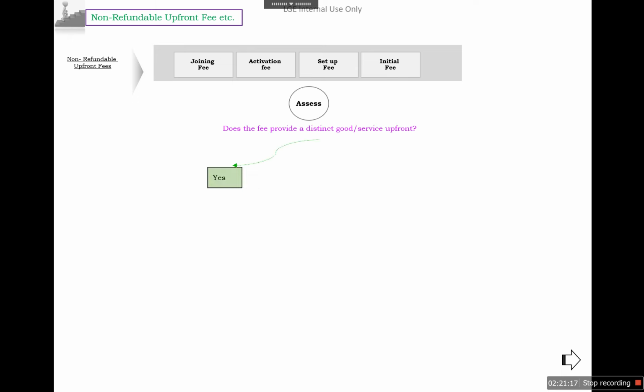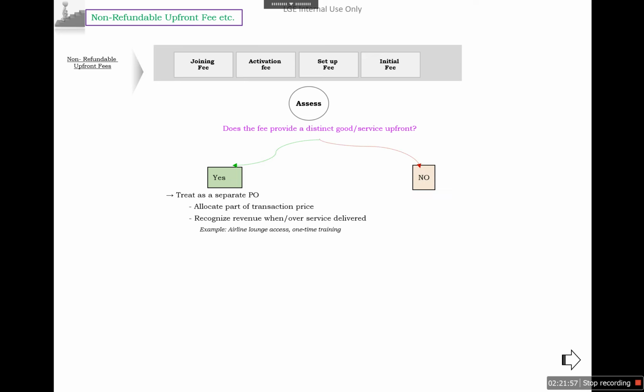So in this case, we need to assess: does the fee provide a distinct service or goods? If it provides distinct goods and services, then we need to treat it as a separate performance obligation, allocate part of the transaction price, and recognize revenue when the services are delivered. Examples are, if we are getting airport lounge access and one-time training, we need to divide it into separate performance obligations.